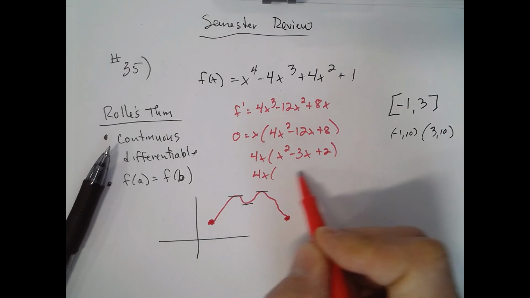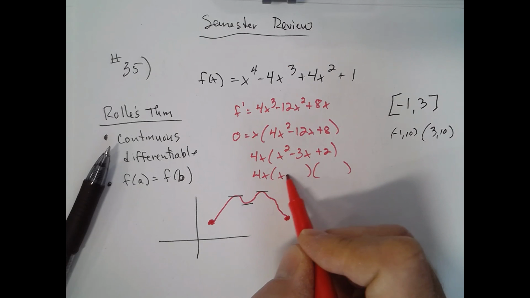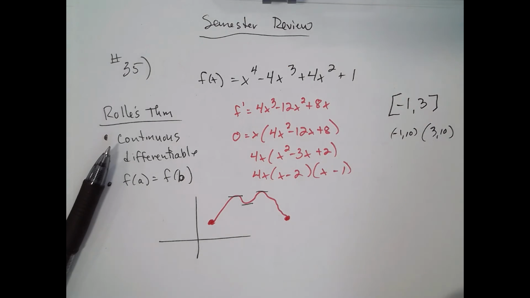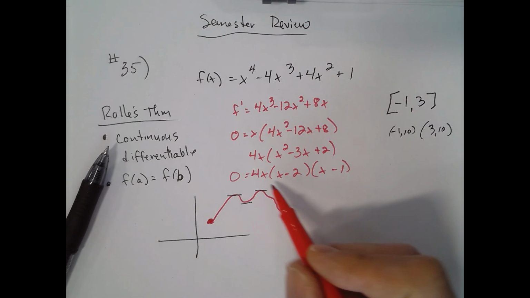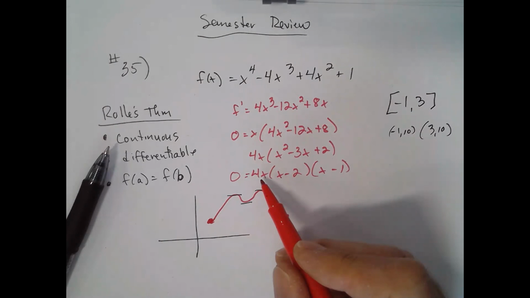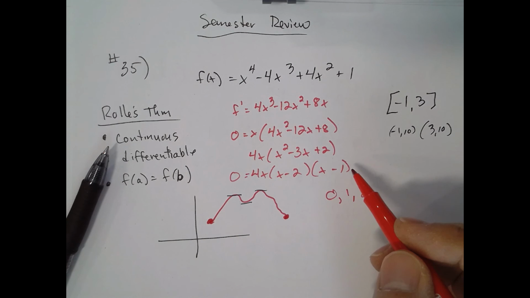Even better, it's factorable, looks like. So x minus 2, x minus 1. So we have 3 times in which it occurs, at 0, 2, and 1. So there are 3 values in which Rolle's theorem applies in that interval.